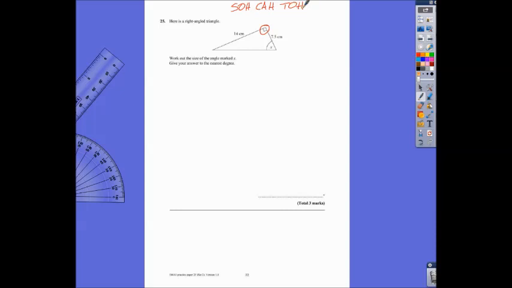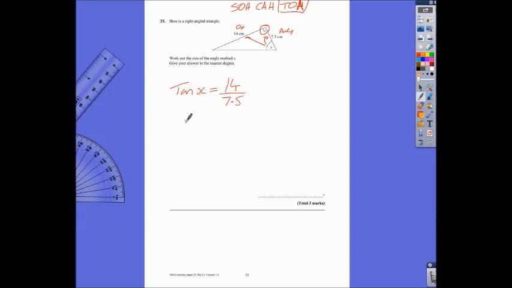we need to figure out which one of those we're using, sin, cos or tan. Well, that there is the opposite, and that there is the adjacent, because this here is the hypotenuse. So we've got the opposite and the adjacent. So the one with the opposite and the adjacent is tan. So we're going to be using TOA. So tan X is equal to the opposite, which is 14, over the adjacent, which is 7.5.